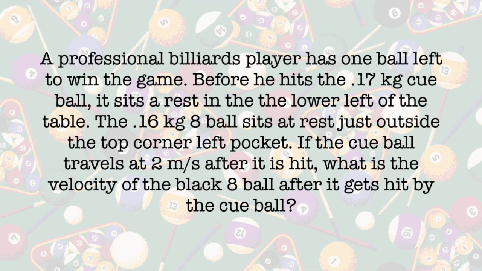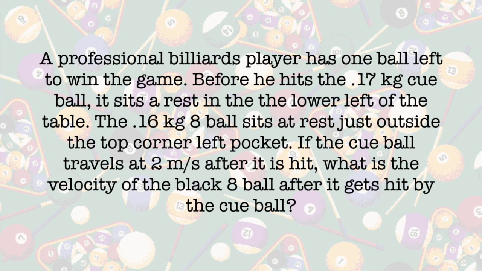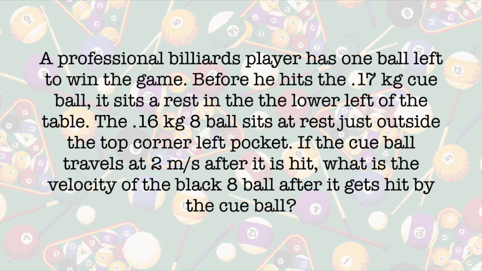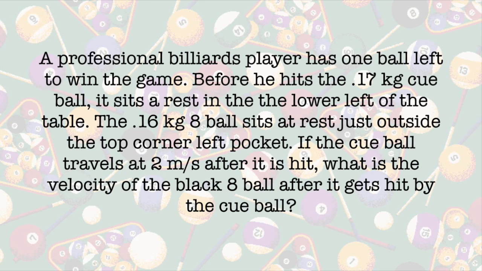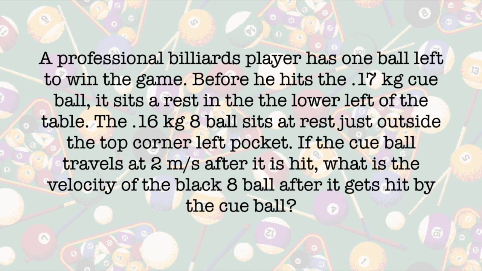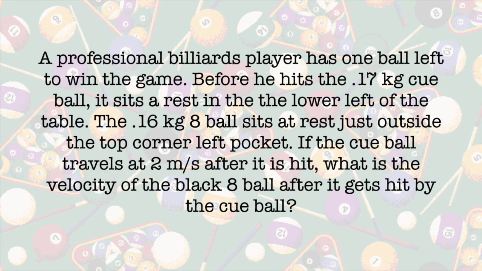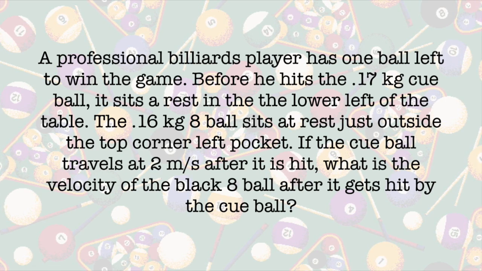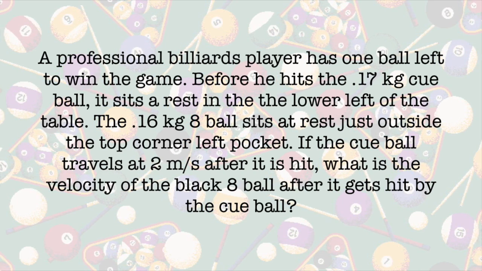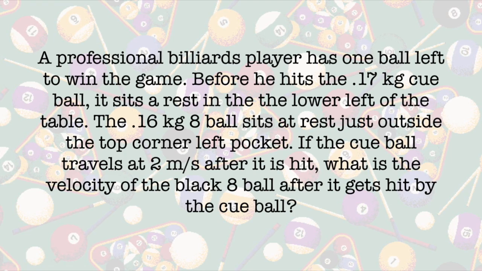A professional billiards player has one ball left to win the game. Before he hits the .17 kilogram cue ball, it sits at rest in the lower left of the table. The .16 kilogram 8 ball sits at rest just outside the top left corner pocket. If the cue ball travels at 2 meters per second after it is hit, what is the velocity of the black 8 ball after it gets hit by the cue ball?